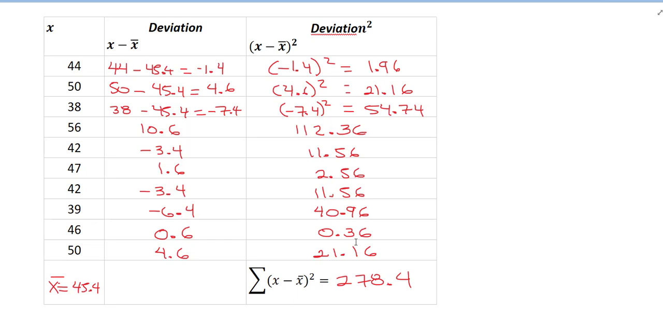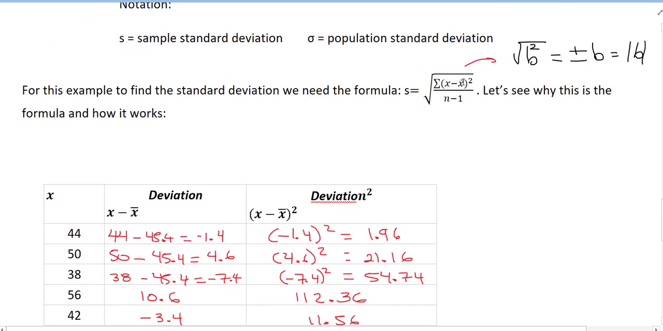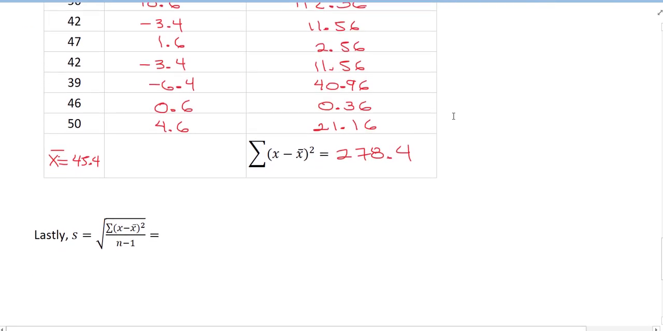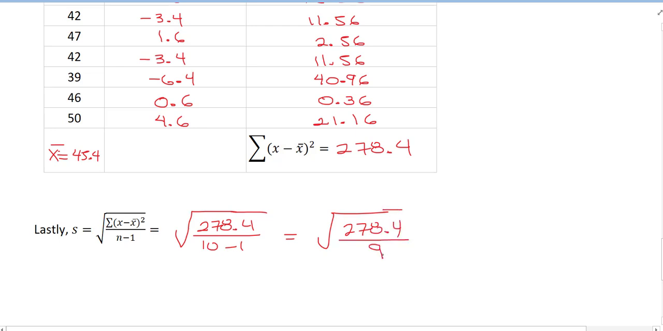Okay, now that we have it all filled in, there are our deviation squares, and here's the sum of the deviations. So our formula is the square root of the sum of the deviation squared, that's what we just found, divided by n minus 1. So let's go to our formula here. So our standard deviation then is going to be the square root of the sum of the deviation squared, that's the number we just found, 278.4 divided by n minus 1. N is 10, so 10 minus 1. So 278.4 divided by 10 minus 1 is 9.